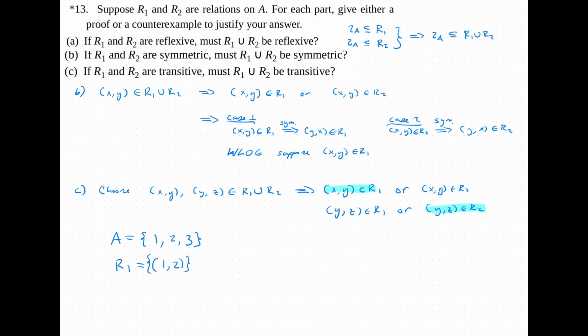If in the same manner we take R2, and now let's take this to be the set containing the pair (2, 3). By the same notion, these are both transitive. But now the union of R1 and R2 is going to be the relation with elements (1, 2) and (2, 3). And now this is not transitive, since (1, 3) is not in there.